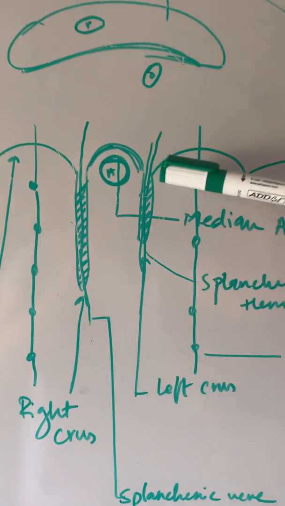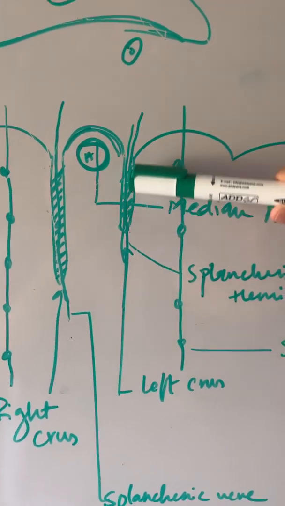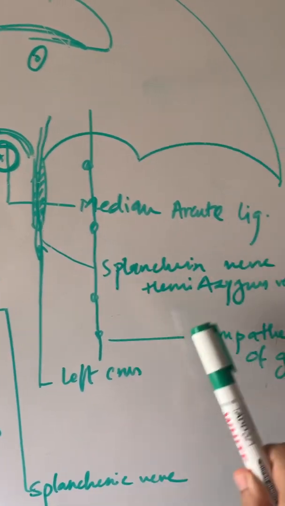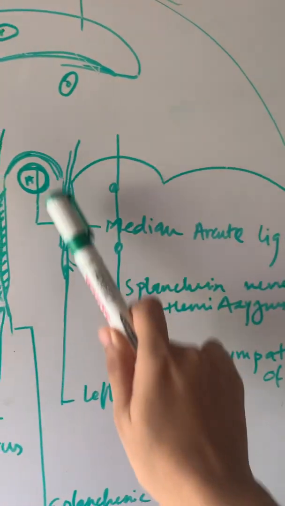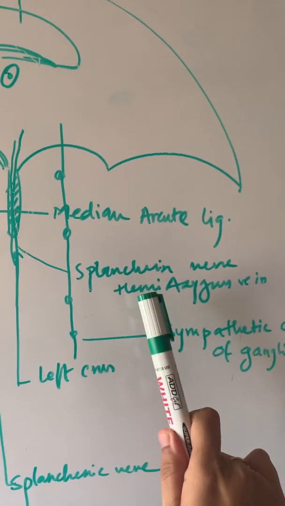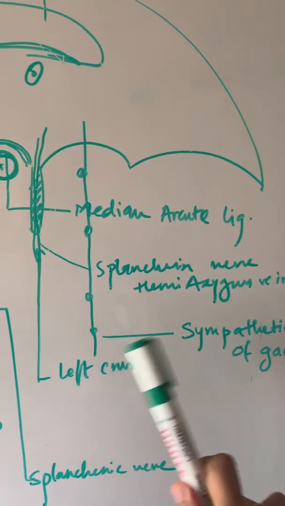So this is another opening. Then another content passing from the left is the hemiazygous vein. Okay, the hemiazygous vein also passes from the left crus. So there are two structures passing from the left crus: the splanchnic nerve and the hemiazygous vein.